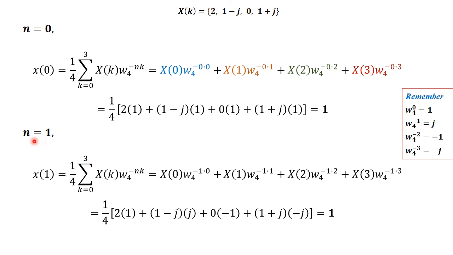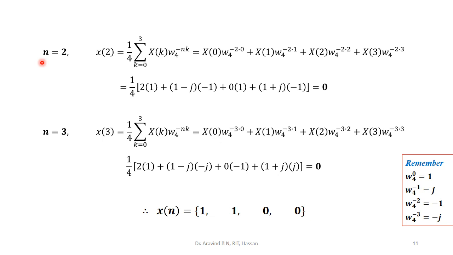Similarly, we are going to have the calculation with respect to n is equal to 1. So what you need to identify, the twiddle factor value is not equal to 1 in these cases. So it is 1, then j, then it is minus 1, then it is minus j. So like this, by making the substitution and solving this, we are going to get the value 1. Similarly, we need to continue that with respect to n is equal to 2 and n is equal to 3.